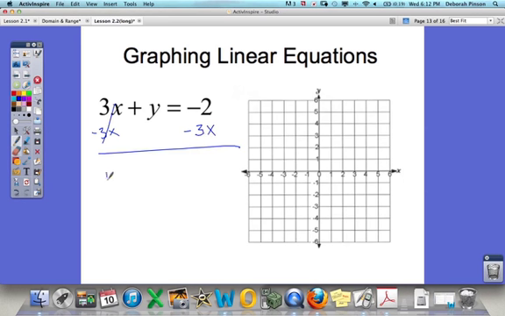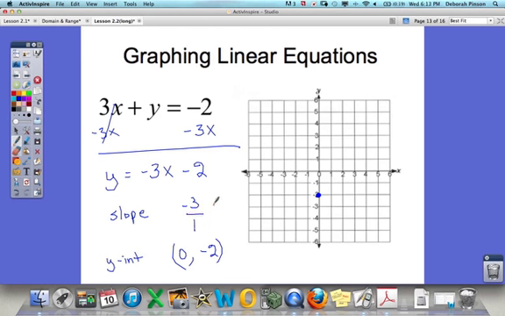So I have y equals negative 3x minus 2. So I know my slope is negative 3, and my y-intercept is negative 2. Remember, y-intercepts are always named as 0, and whatever that y-intercept is. Okay, so I'm going to start by graphing my y-intercept, which is negative 2.